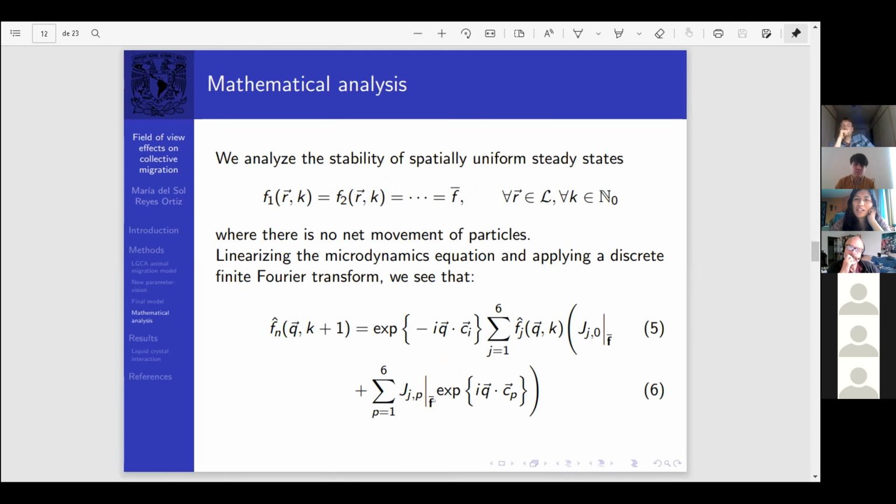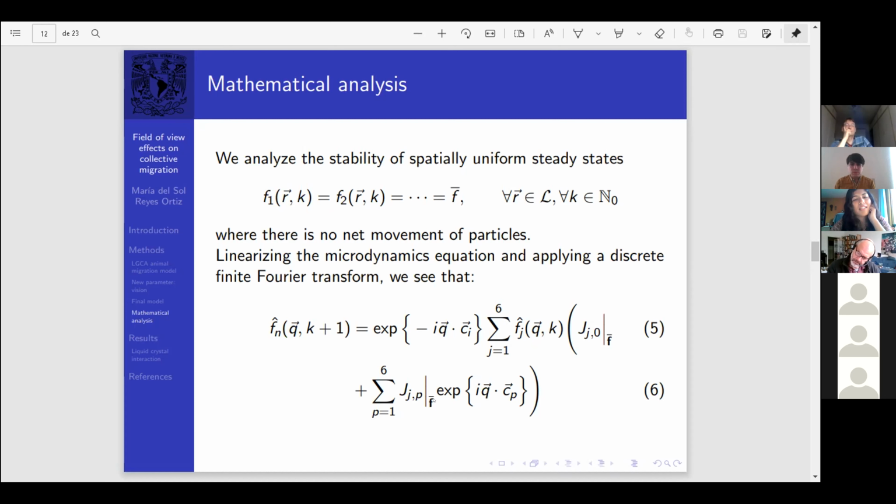We would like to analyze our microdynamics, how our system works near some spatially uniform steady states. Here there is no net movement of particles. In order to study how the system evolves near these states, we will linearize our microdynamics equation, and we apply a discrete finite Fourier transform in order to transform our equations into these new equations.